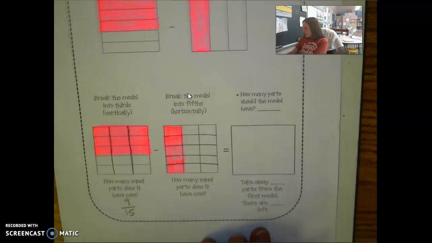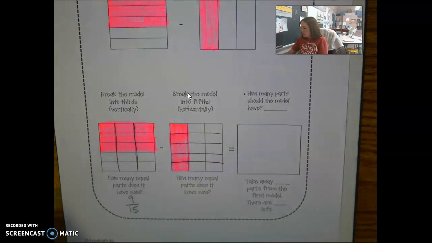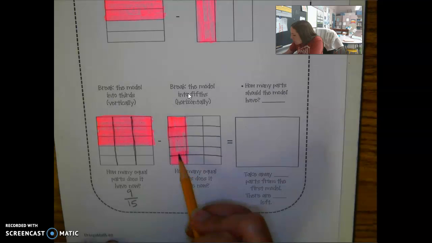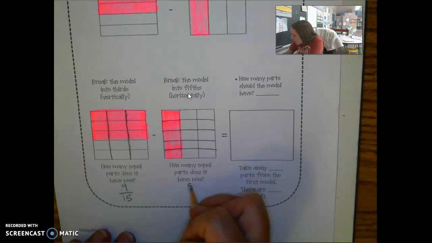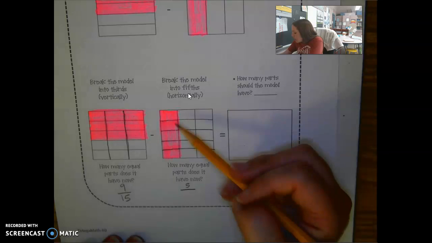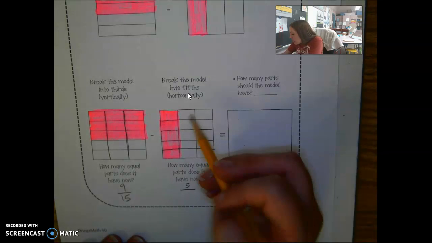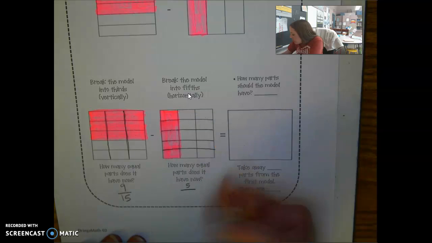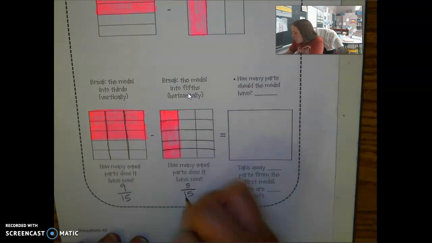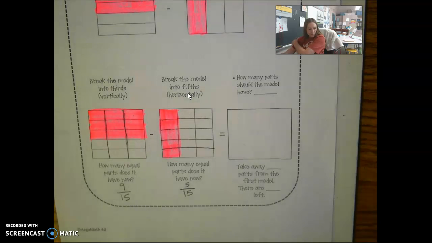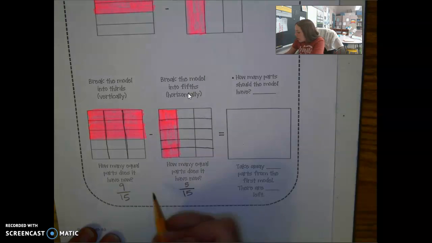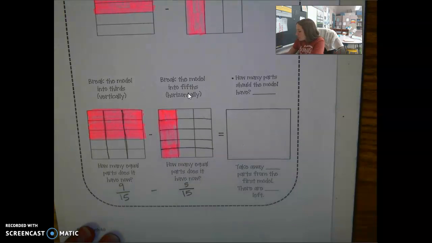Okay. How many equal parts does it have now? So my new fraction is 1, 2, 3, 4, 5. It has 5 as the numerator. That's what's shaded in. And my total should be the same. 1, 2, 3, 4, 5, 5, 10, 15, right? So yes, now we have a common denominator. And it says, what are we doing? Well, we're subtracting. So I'm going to take my original and subtract it.